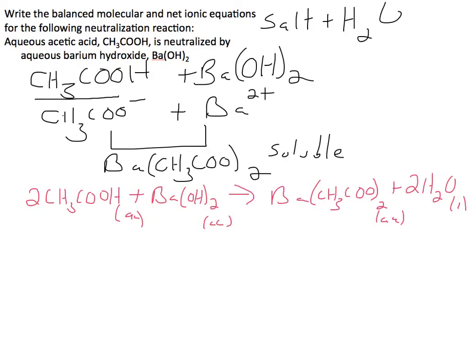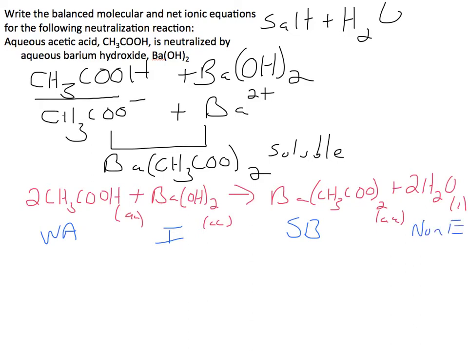Alright, so we can identify the strong electrolytes at this point. The first thing we can do is we have a weak acid for acetic acid. We have an ionic compound for barium hydroxide. We have a strong base for barium acetate. And we have a non-electrolyte for water.